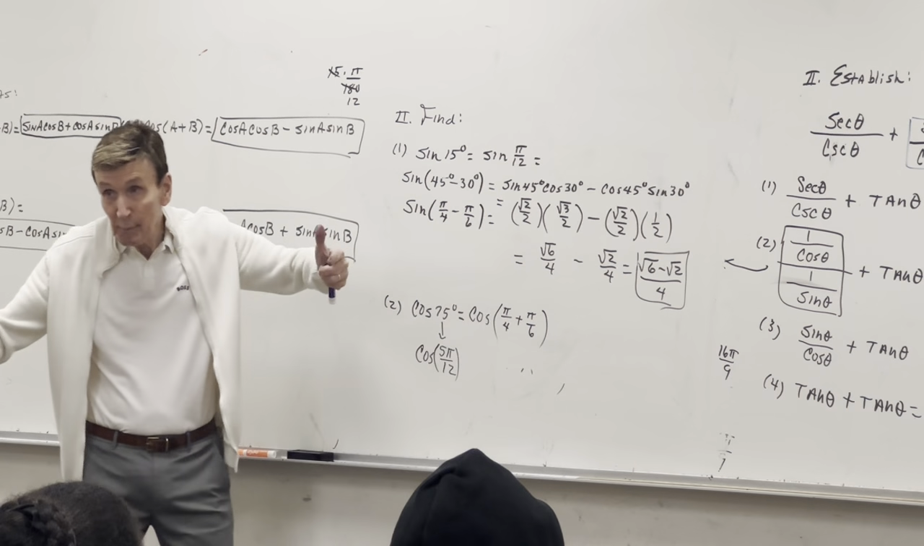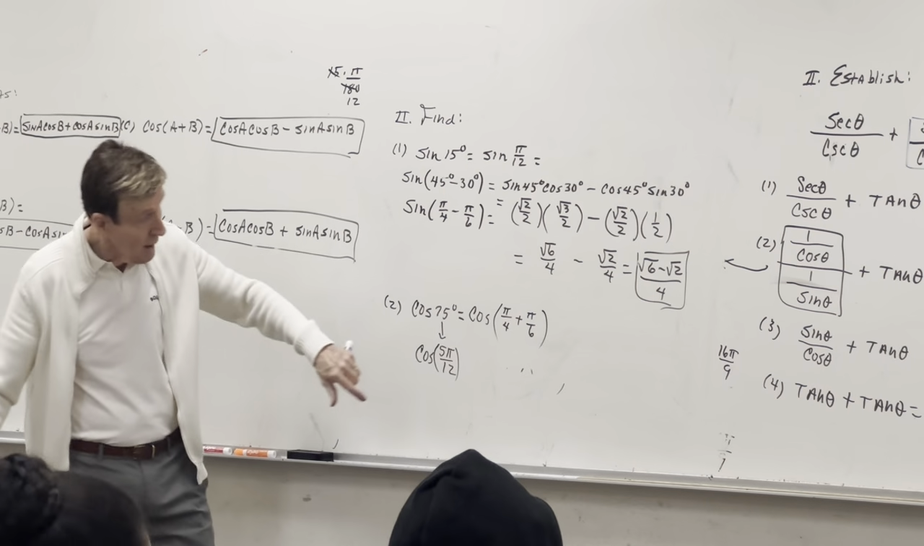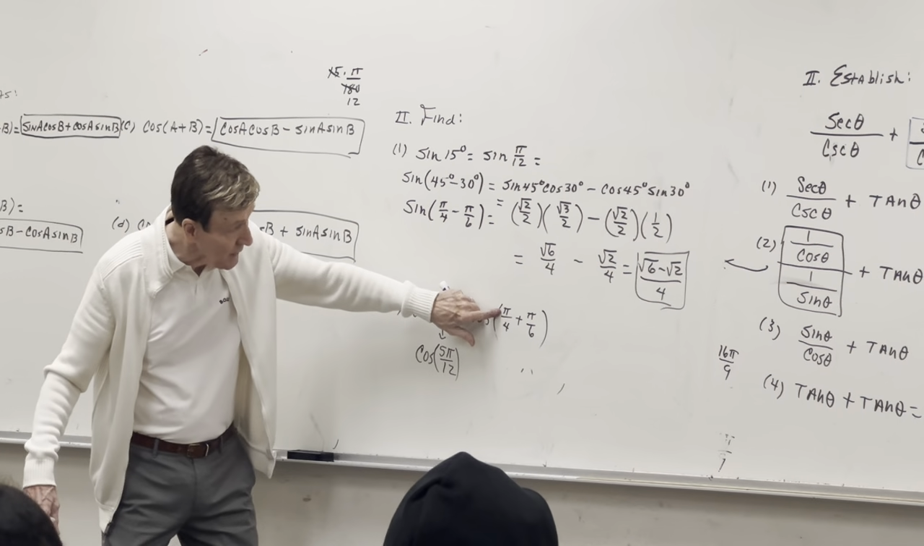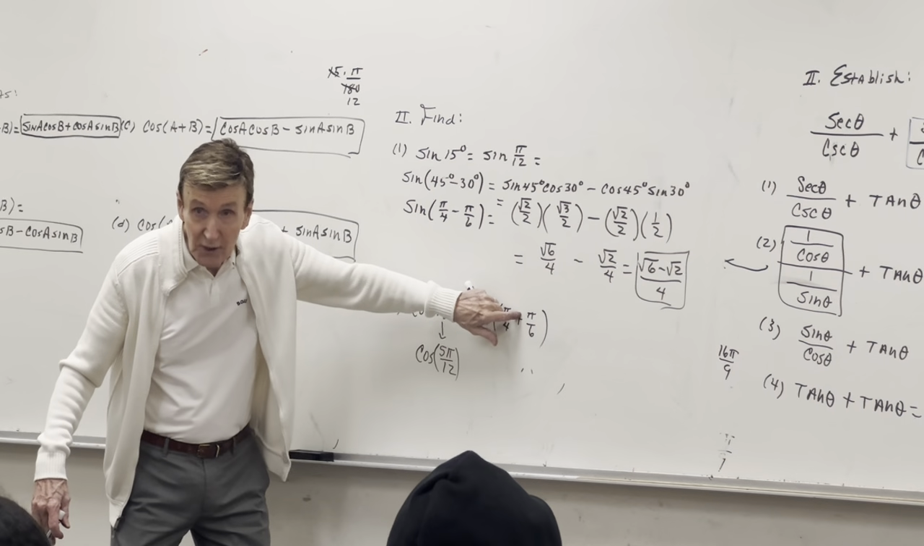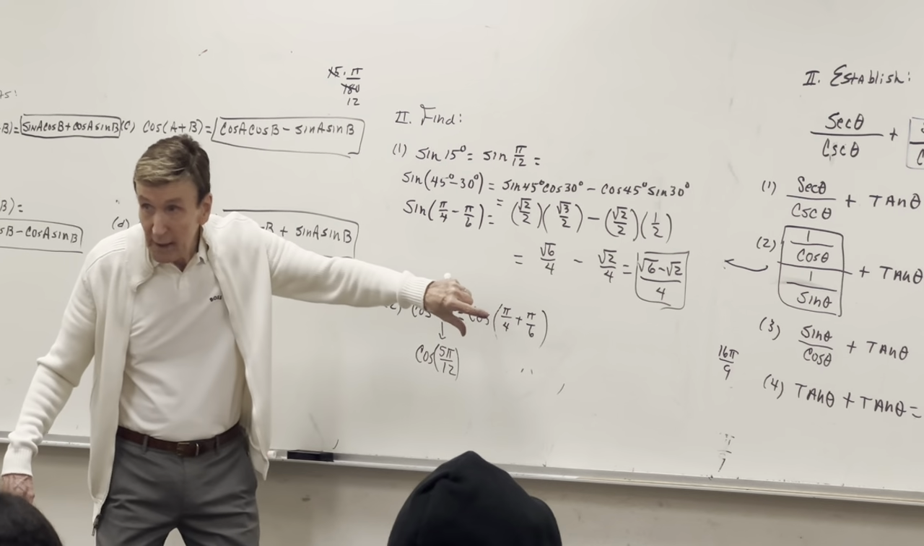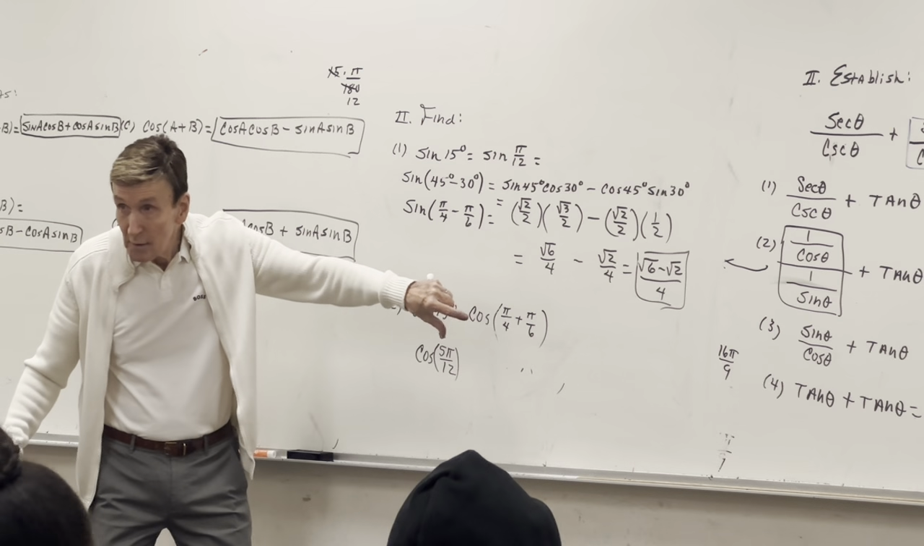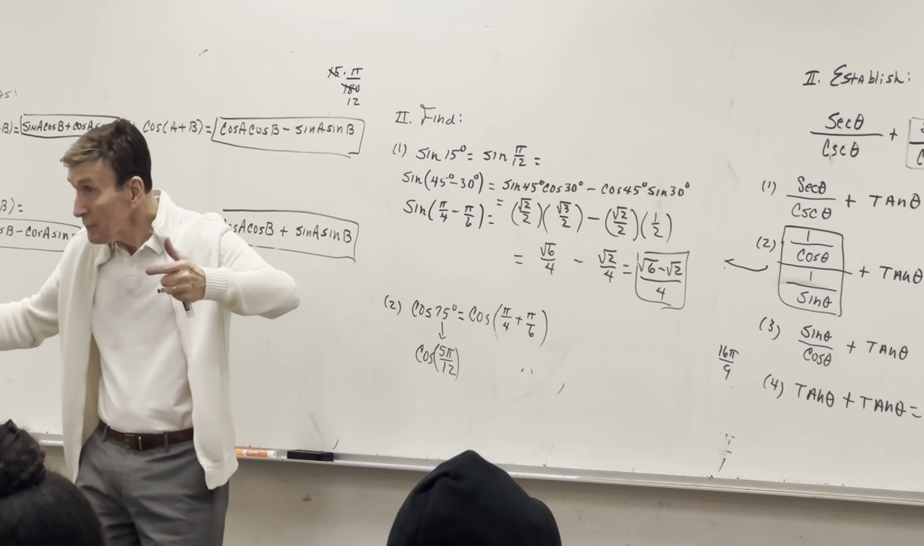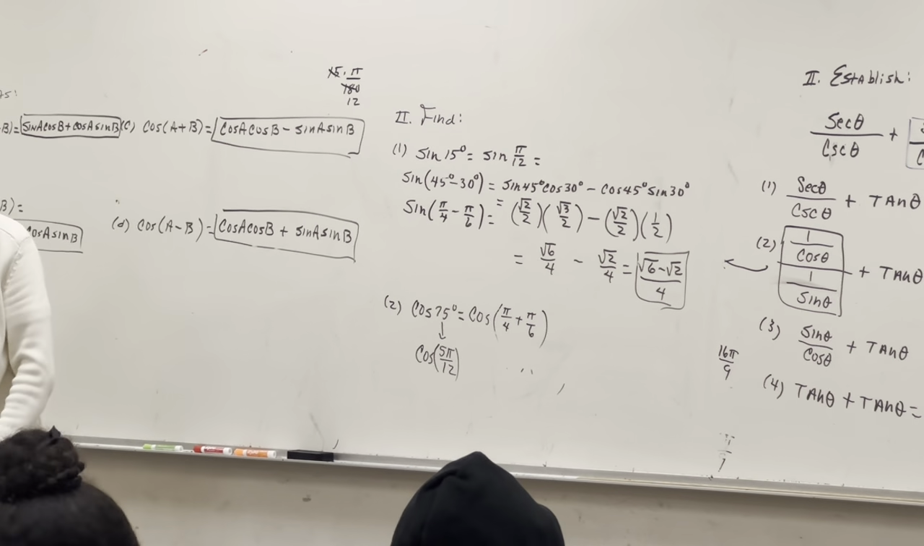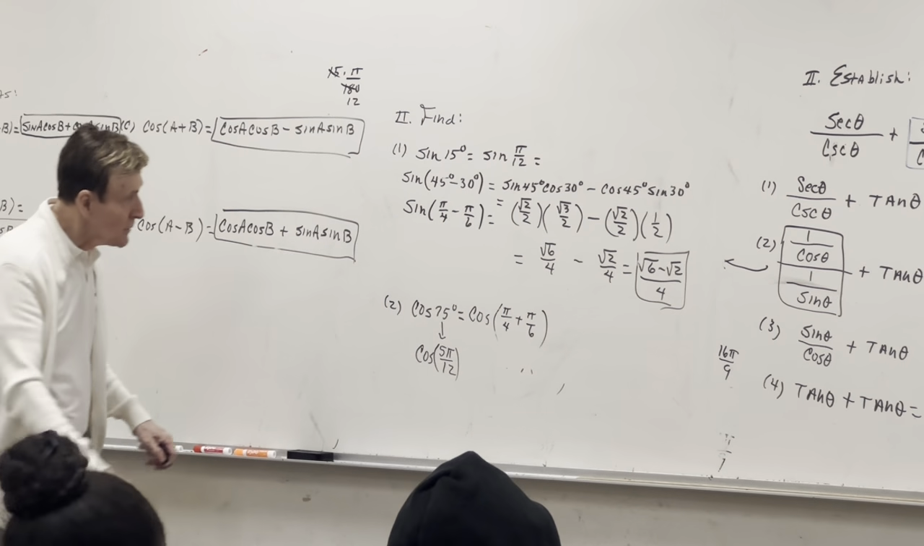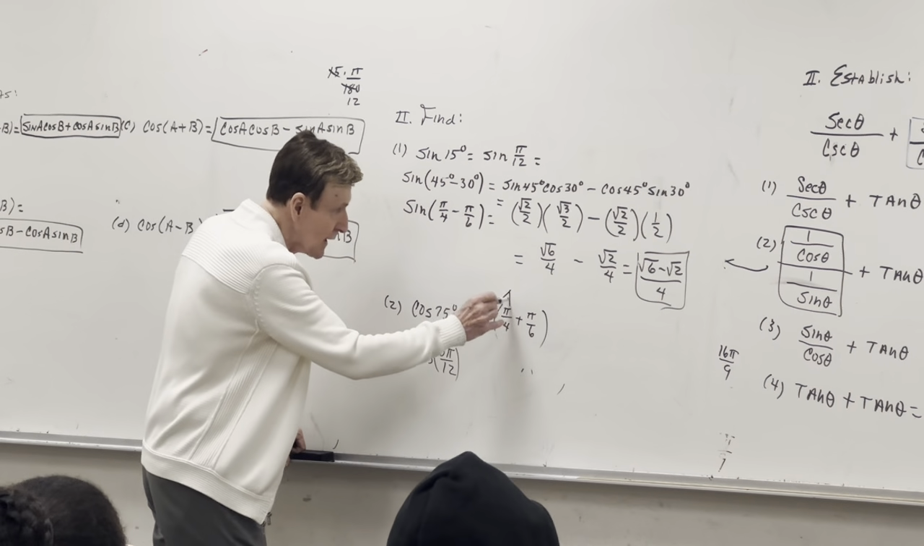I know I have to use a common denominator of 12. I have to multiply this one by 3, so I've got 3 here. I have to multiply this one by 2, I've got 2 here. So 3 plus 2, will that give me the 5 pi over 12? So could that 5 pi over 12 be written like that? Yes.